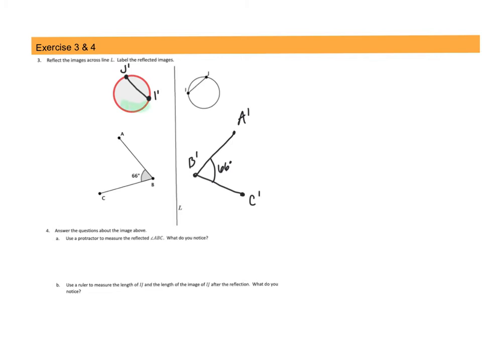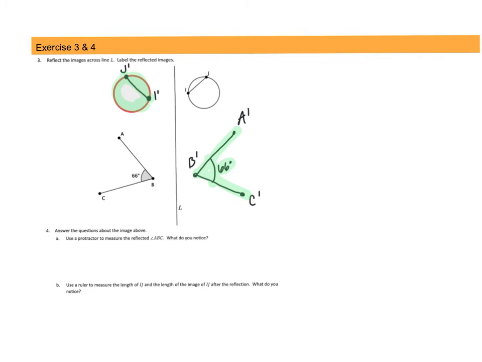We have first this circle over here, and we have this line, J and I connected, or on this side, J prime and I prime connected. Then this triangle, or this angle, was flipped over on this side. We have A prime, B prime, C prime. I kept the same measurement, 66 degrees, because it's going to stay the same.